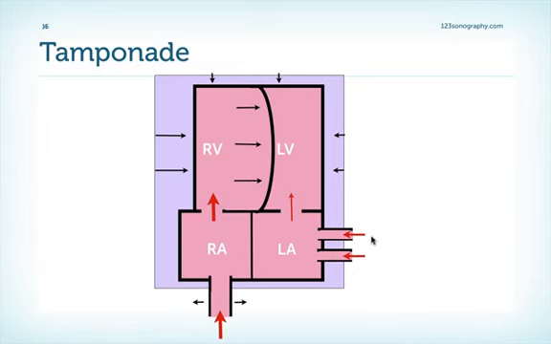Again, just to summarize, the pulmonic venous return is not influenced by the intrathoracic pressure.